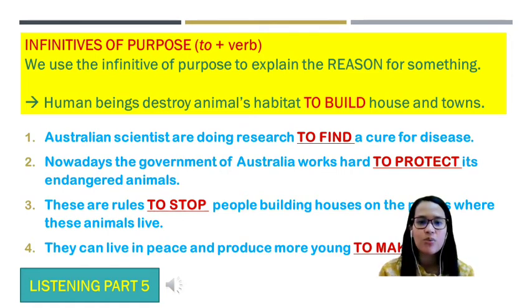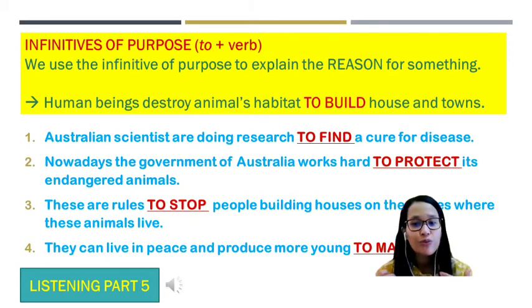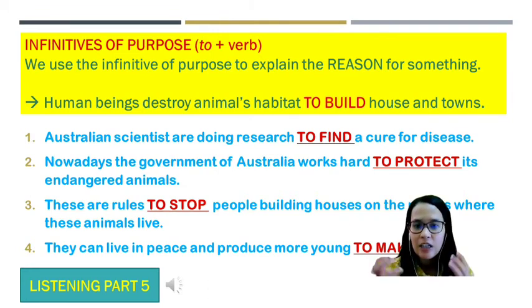Australian scientists are doing research to find a cure for disease. Why are Australian scientists doing research? They are doing research to find a cure for disease. So this is an example that refers to the reason, some reason for doing something. And using to and verb 1, the base form. So in to and verb 1, you don't use any -s, even though the subject is she, and you also don't use -ed, like to found, or that is irregular, or to looked. That will be totally wrong.